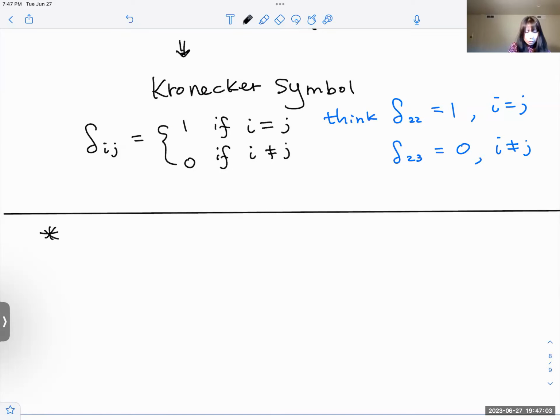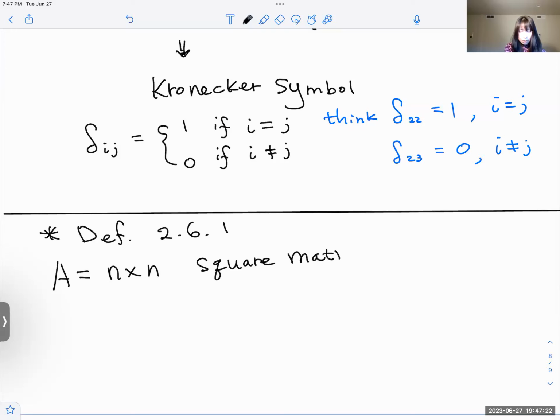Definition 2.6.1, the inverse of a matrix. A square matrix: the size of a row and the size of a column are the same, right?